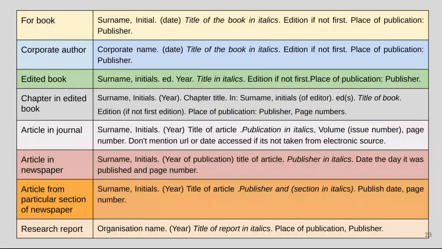Let's look at this table now. This table is very helpful to compare and visualize how to write the references for different sources, which we have gone through. Here you can see the difference in referencing a book, corporate author, edited book, chapter in edited book, article in journal, article in newspaper, article from a particular section of a newspaper and research report.